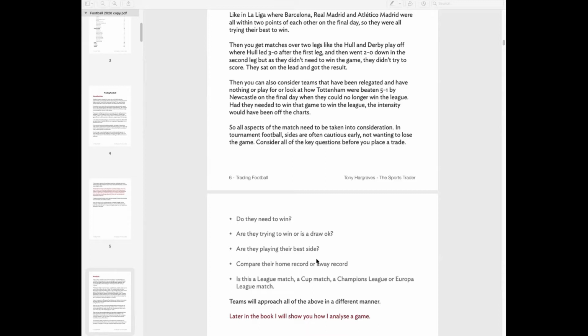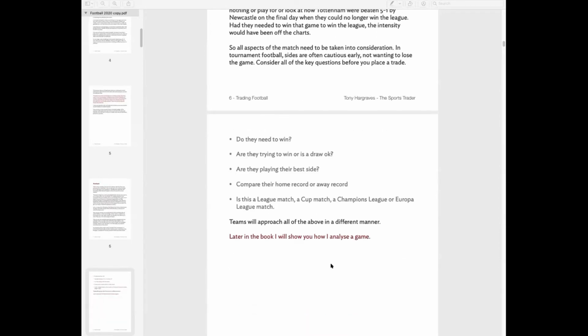So you also compare their home record or their away record and looking at it, is it a league match, a cup game, Champions League or Europa League match? You've also got the League Cup and the FA Cup in there. So it's all different things because teams will approach all of those types of matches in a different manner.